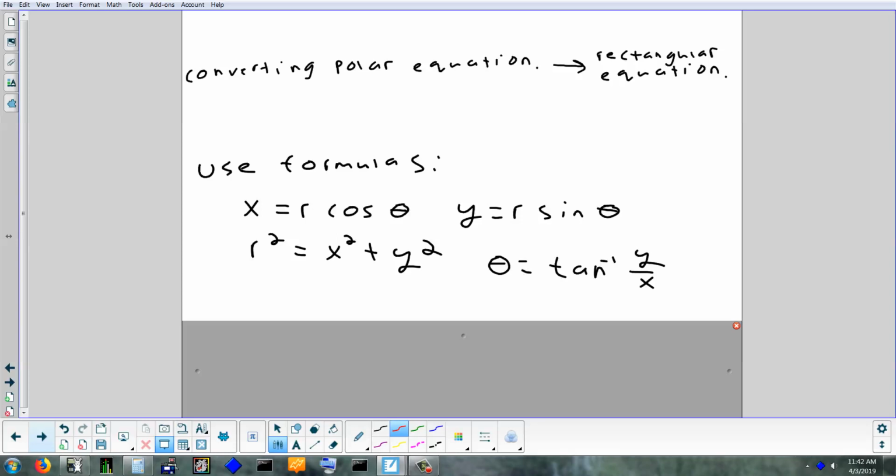For the formulas that we can use to change between polar and rectangular, what you want to think of in your head is all your formulas that relate x and y to r. Here's one for x, one for y, and the Pythagorean theorem. We don't really use the inverse tangent one too much, but technically you could, depending on what you're doing. We'll probably use the first three the most.